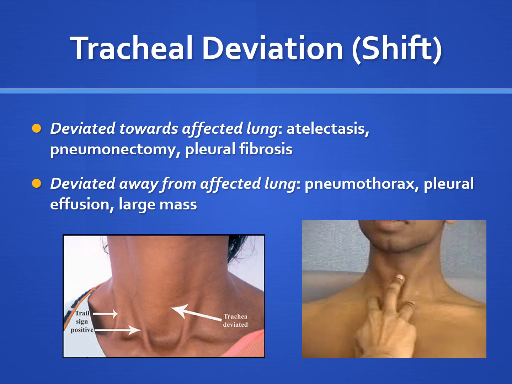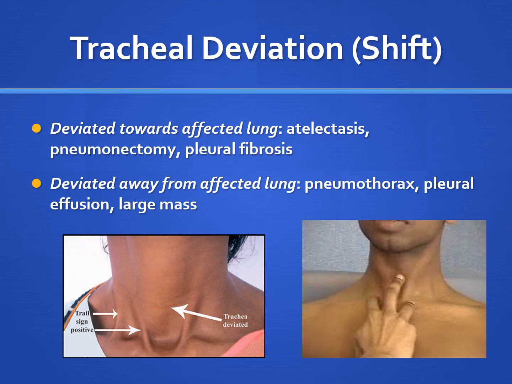Often this is caused by atelectasis, where the lung has collapsed, pleural fibrosis, or sometimes a lung has been removed. These conditions create a loss of volume, so the trachea gets pulled towards that side. Whereas with deviation away from the affected lung, if the trachea shifts away from the problem side, it's being pushed. Causes would include pneumothorax, pleural effusion, or potentially a large tumor or mass. These conditions increase pressure or volume, which pushes the trachea to the opposite side.